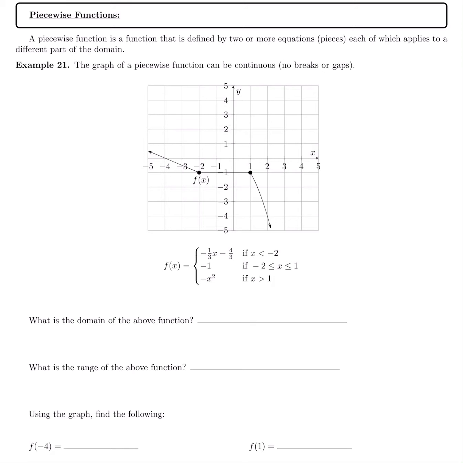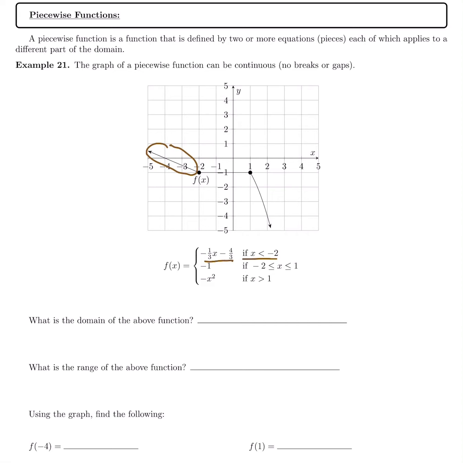So looking at this example, we have three pieces to this equation. Our first piece is we would graph negative 1/3 x minus 4/3 as long as x is strictly less than negative 2. So that must be this piece here. These have x values strictly less than negative 2.